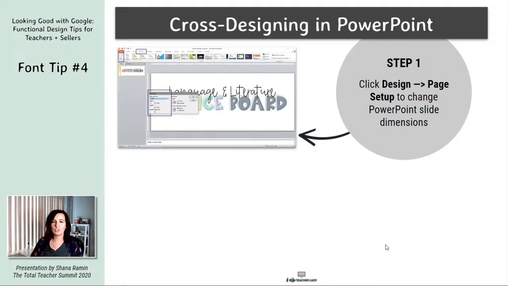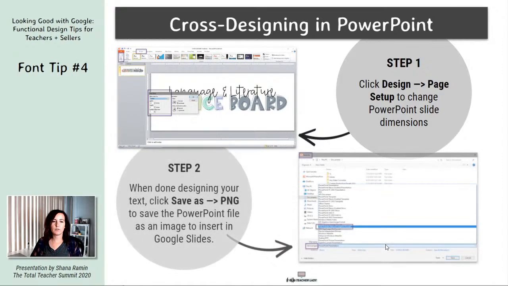So just open up PowerPoint and change the page dimensions to whatever you want them to be. If you're making a header, you want it to be wider than taller. And if you click Save As, and then select PNG, that's going to save the PowerPoint file as an image. And then you can insert that image into Google Slides.